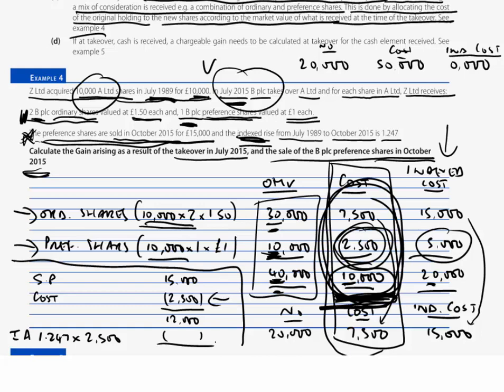So what I'd like you to do, please, is just do that calculation for me. Once done, you've got your chargeable gain, and then we'll look at the answer to this example together before moving on to the final part of dealing with these takeovers. So if you just work that for me, and then we'll review the answer together.